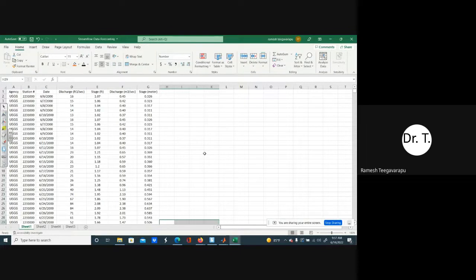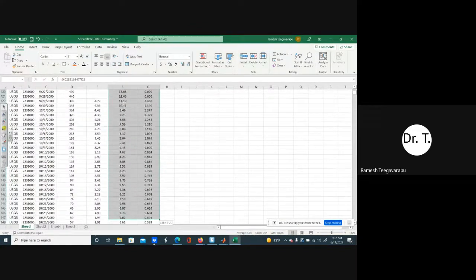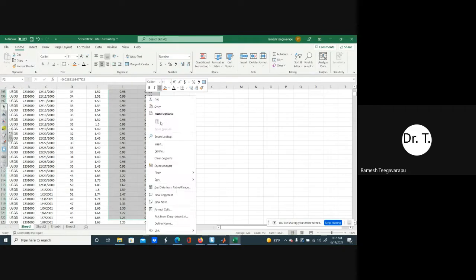So you can do it with stage, or you can do it with actual values of the discharge. And as you notice, there is a strong relationship between discharge and stage, typically a nonlinear relationship. So for example, I can show you here.